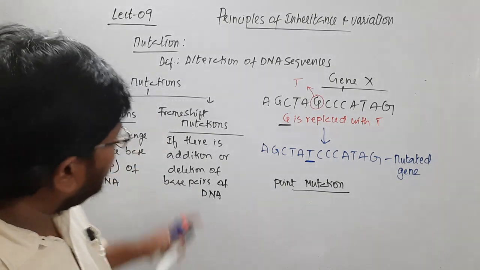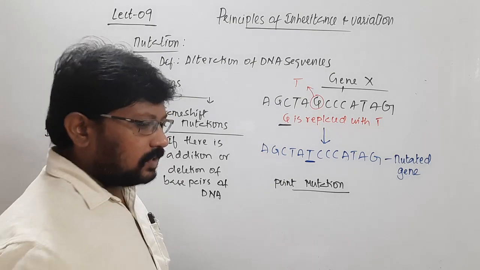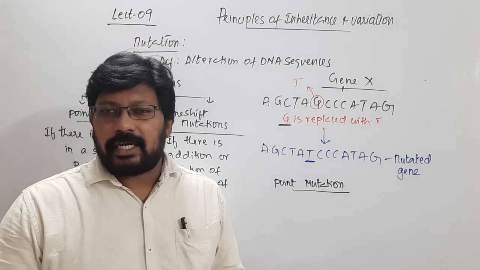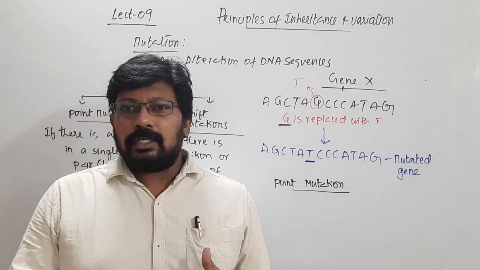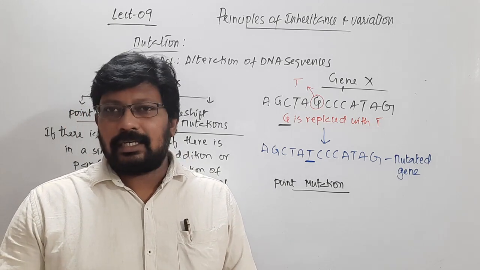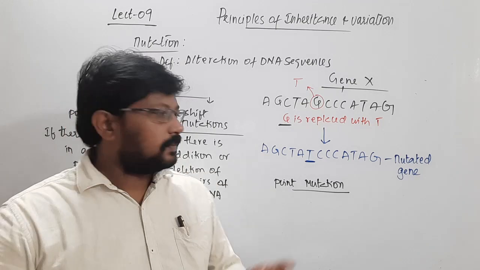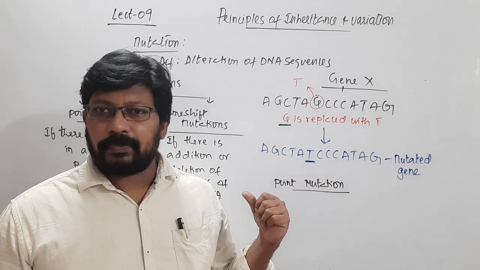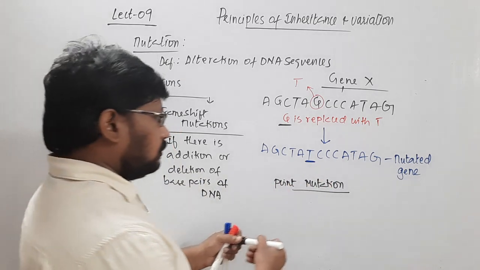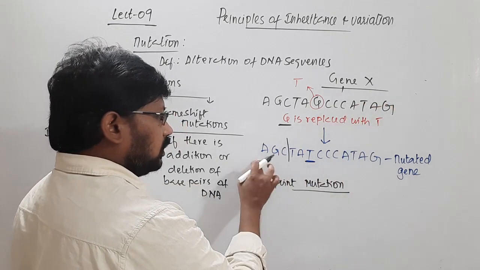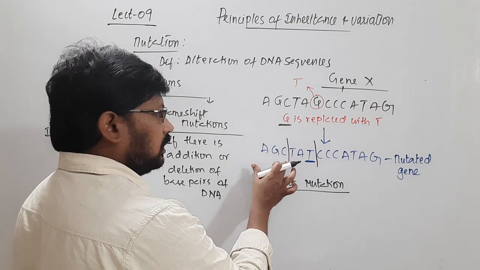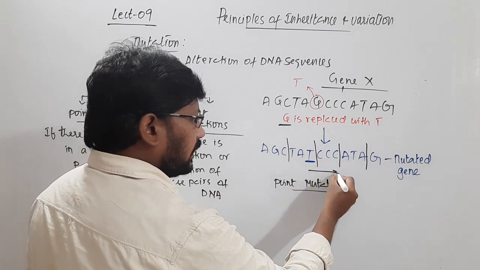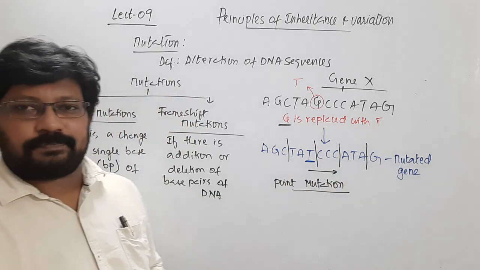Now let's see, in case of frame shift mutations, the gene will be read from one direction to another direction. At present I cannot explain all that, you will slowly understand in coming sessions. Here I just tell you that the gene will be read in a particular direction, and usually we will be reading in three nitrogen bases. So the first 3, and the next 3, and the next 3, and the next 3. This is the direction of reading.